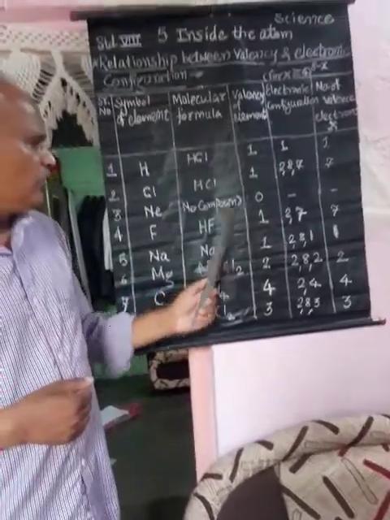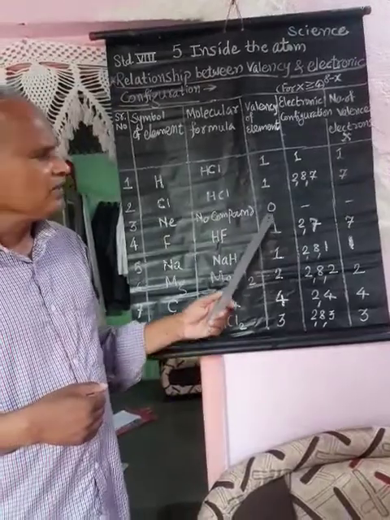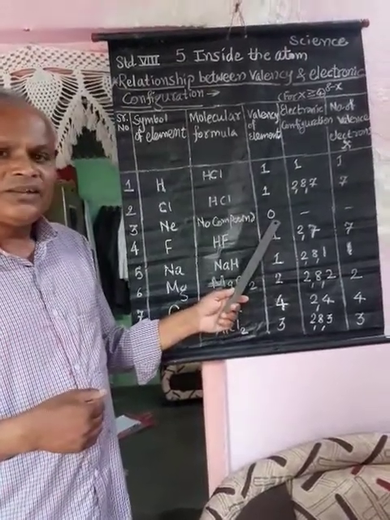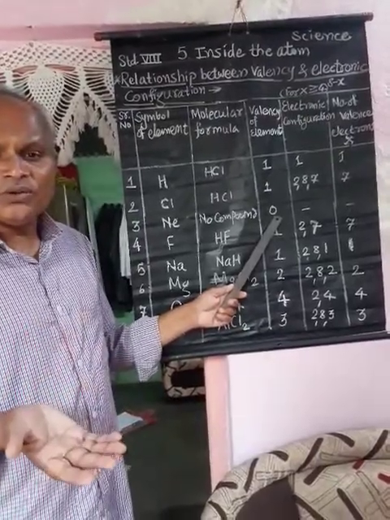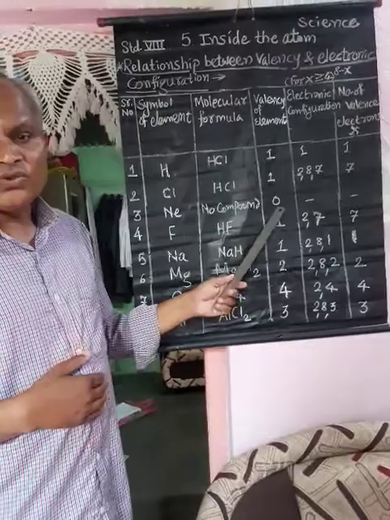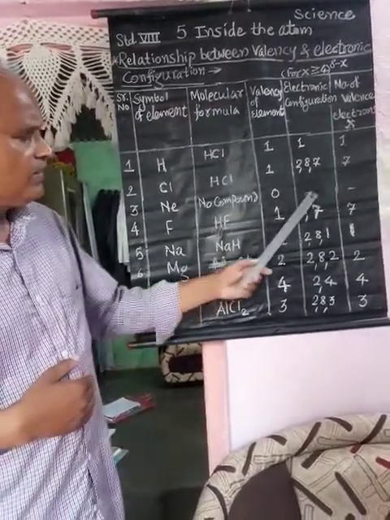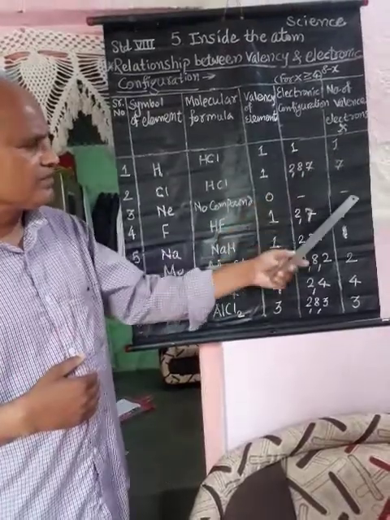Valency of neon. The atomic number of neon is 10. 2, 8 is the electronic configuration. In the valence shell, 8 electrons are there. Octet formation has taken place over there. So that's why there is no gain of electrons, or you can say no loss of electrons, from the outermost orbit of neon. That's why here electronic configuration dash, number of valence electrons dash.